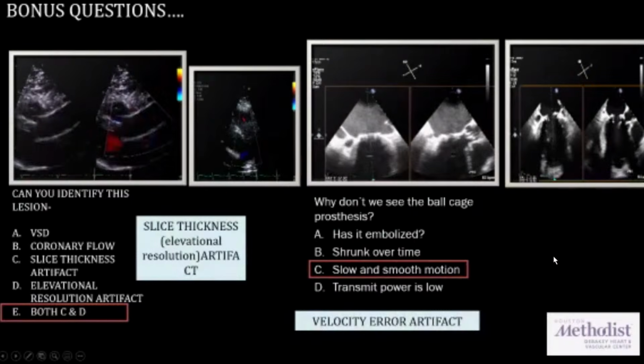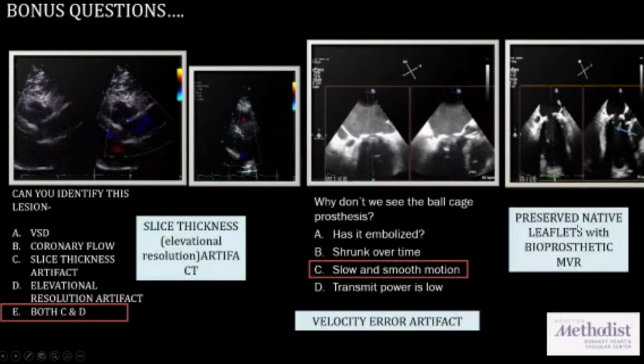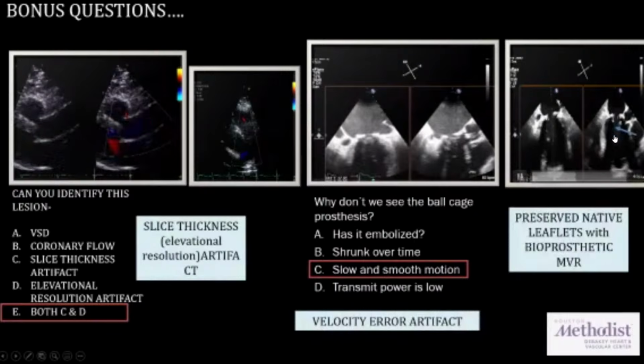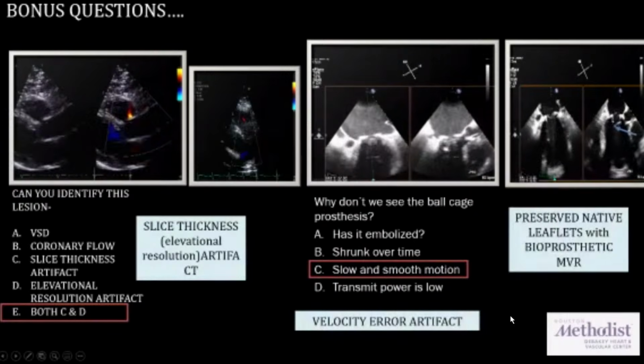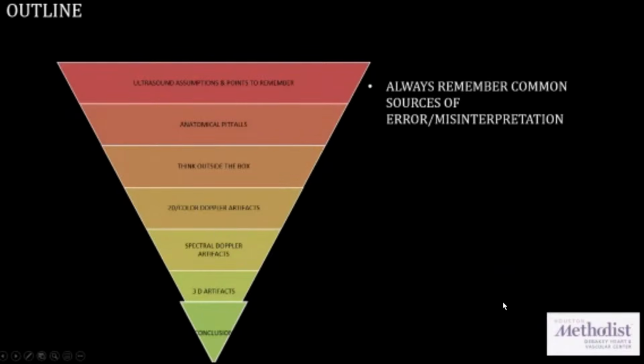This one here is actually a special case, and if you see, you see the native mitral leaflets actually preserved here. So you see the bioprosthesis, and the native mitral leaflets actually preserved. And that's one of Dr. Lowry's amazing cases.